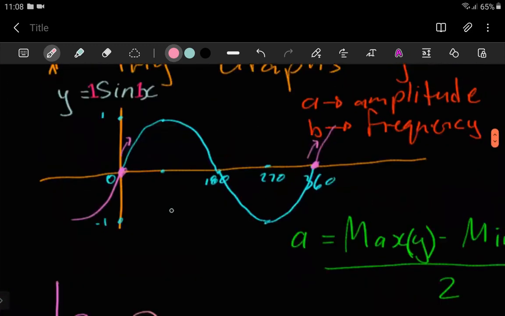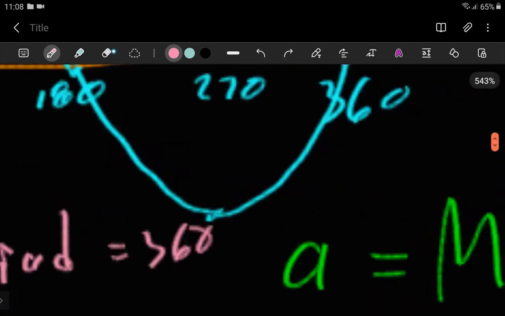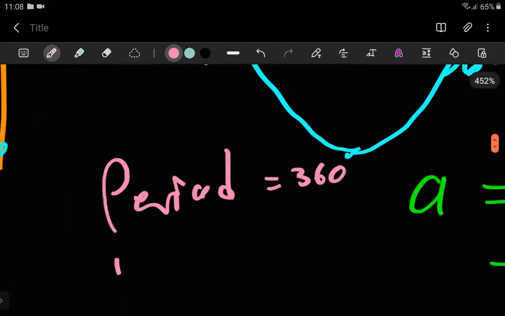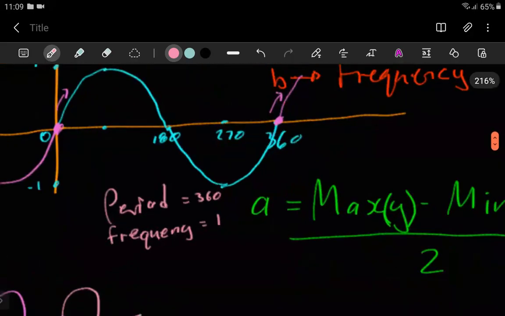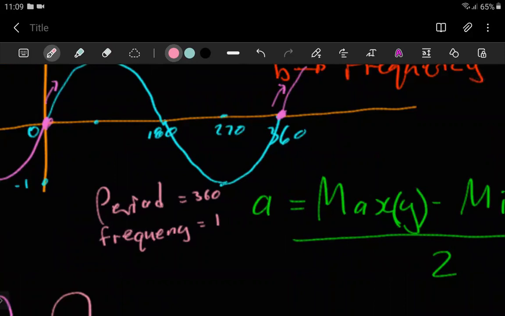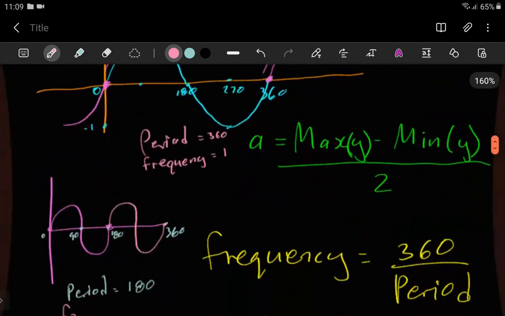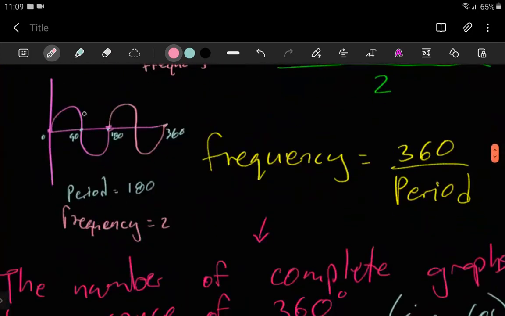So in this image, the period is 360, but the frequency is 1. Let me write this a bit better. 360, and then the frequency is 1. There you go. Because in a space of 360, you have one graph, but it's taking 360 to get a full graph. So period is 360, frequency is 1. Here, period is 180 because it takes 180 degrees to get a full graph, and then in a space of 360, you have two full graphs.